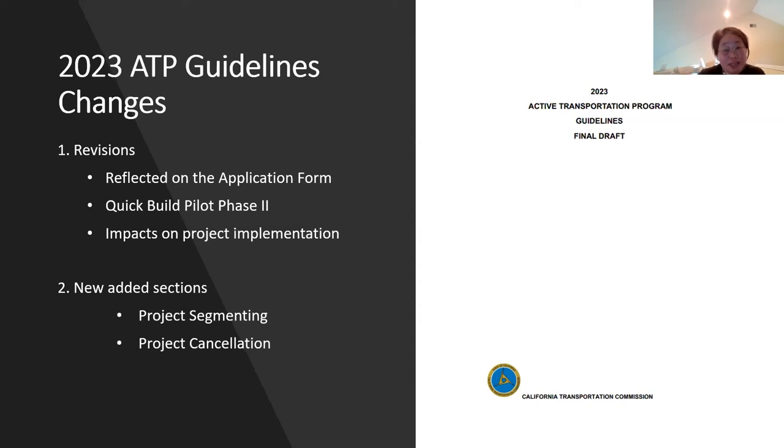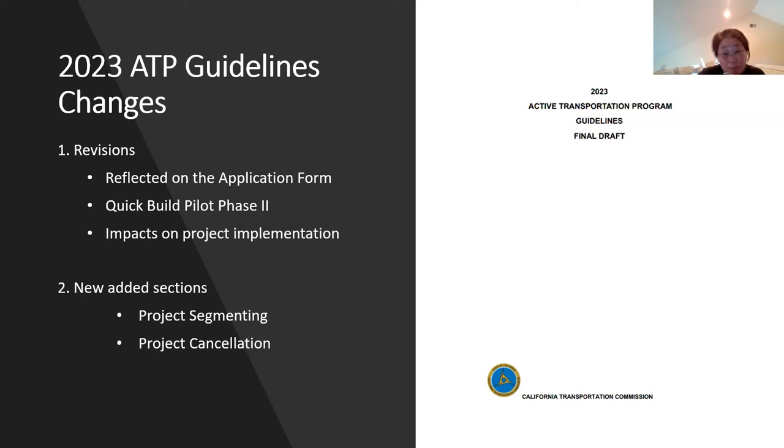thresholds for project size were changed. So do not use the wrong form. If the project overall cost is less than $3.5 million, it is a small project application. Medium size application is from $3.5 million up to $10 million. And the large size application is above $10 million.